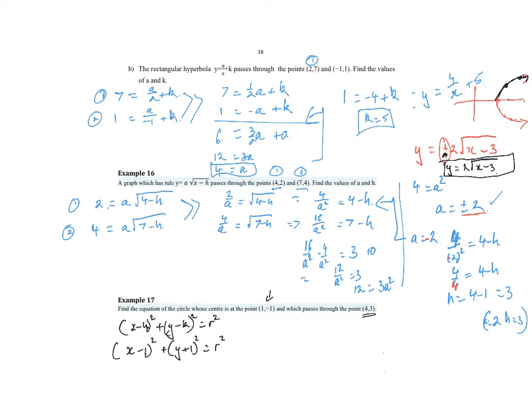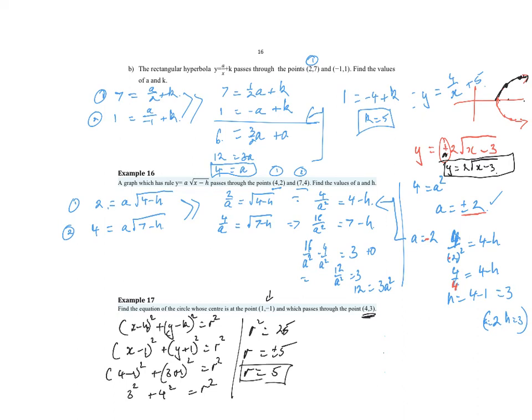Now to work out the radius, it goes through the point (4, 3). So let's substitute that in. x is 4 plus y is 3, and that's got to equal r squared. So what's that mean? We get 3 squared plus 4 squared is equal to r squared. So r squared is equal to 9 plus 16, which is 25. So radius is equal to plus or minus 5. Clearly the radius has to be greater than 0. So r is equal to 5.